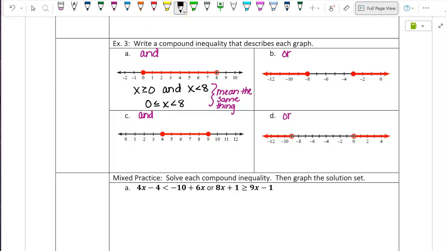Now, with our or problems, there's only one way to write them, and we have to have the word or in there. So I look at this first one, I have a closed circle at -8, and I'm shading to the left. So x is less than or equal to -8. Or I see a closed circle at -3, shading to the right. x is greater than or equal to -3.